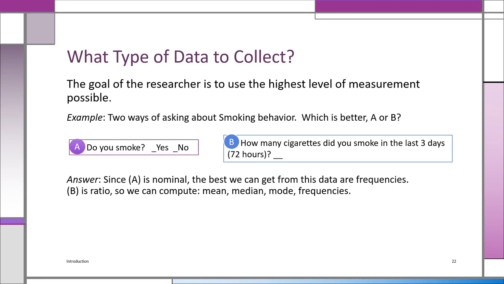But if I do it in the B format, how many cigarettes did you smoke in the last 3 days? Now remember, that becomes a ratio scale because the zero is real. If I say I smoked 0 cigarettes in the last 3 days, that's a real zero. And we know what that means. So somebody who says 50 cigarettes, that's going to be double 25 cigarettes. B gives you a ratio scale. So you want the best measurements. It's always better to ask the question in a way that you get a more powerful kind of measurement. And again, with the ratio scale, you can get the mean, the median, the mode, the frequencies.